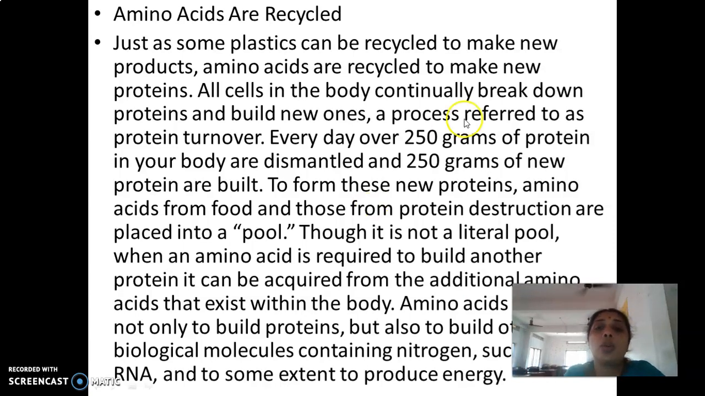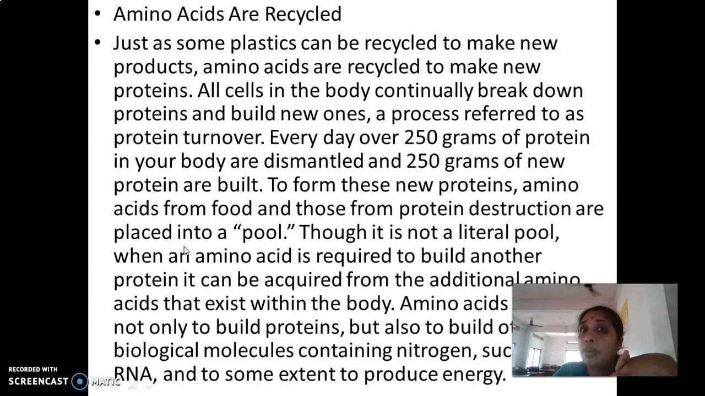And every day over 250 grams of proteins are dismantled. Dismantled means destroyed or broken up into peptides. And the same amount is synthesized. So that's how homeostasis is maintained. So 250 grams are broken down and 250 grams are synthesized.